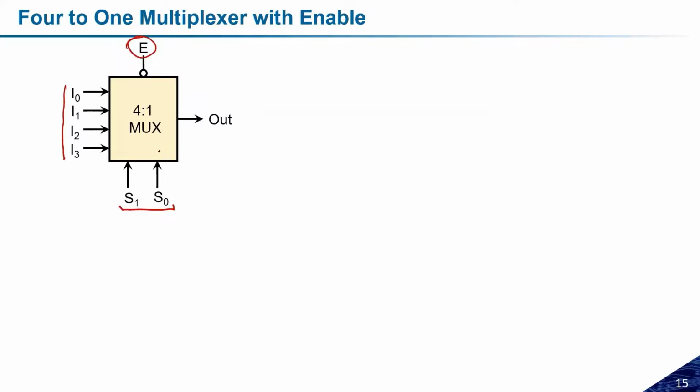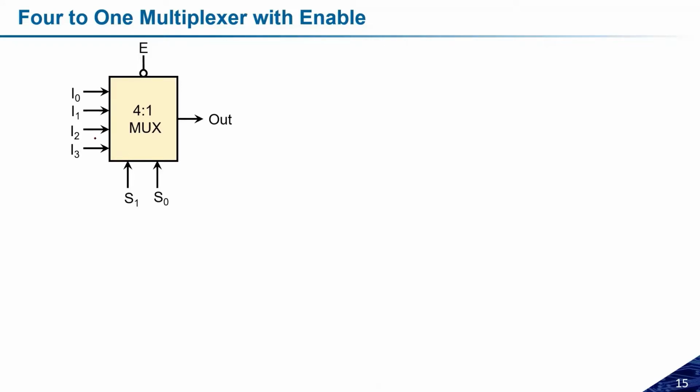The enable signal will decide whether I have to enable this mux or not, because if this mux is not enabled, even though there are some changes in the input, it will not be reflected at the output. So the output will always be 0 if this mux is not enabled. And the output can be 0 or 1, it depends on the input. Suppose S0 and S1 are 0, 0, in that case I0 should be selected, because if I0 is equal to 0, definitely the output will be 0, and if I0 is equal to 1, the output will be 1. So the input will be reflected to the output, and it could be 0 or 1, based on the control, based on the input selected.